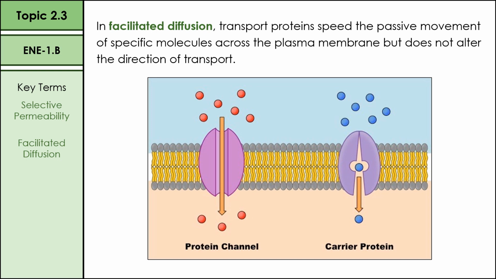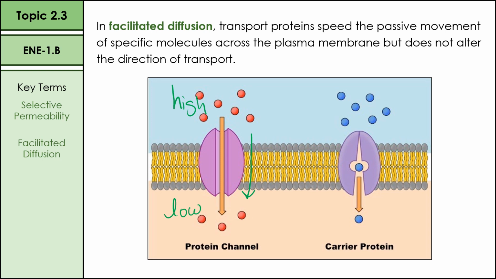And so in facilitated diffusion, we have these protein channels within our membrane that allow molecules to pass through them in order to get from one side to the other. What's important to note with our facilitated diffusion is that we are still moving from a region of higher concentration to a region of lower concentration. So we are still moving with the concentration gradient.